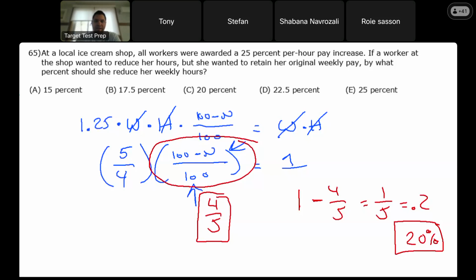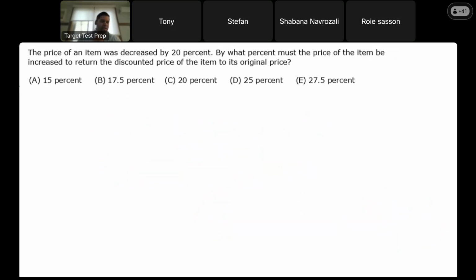But to see what it is as a percent decrease, you have to subtract it from 1, which is essentially the same thing as subtracting it from 100%. So let's do one more here, and we can actually end on this question. Let's practice the same method, and then we can go from there.